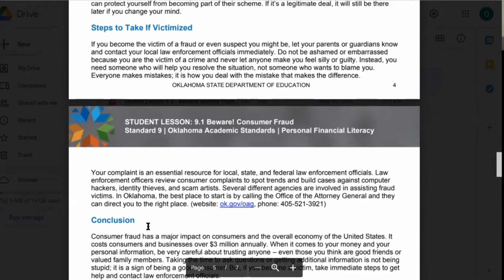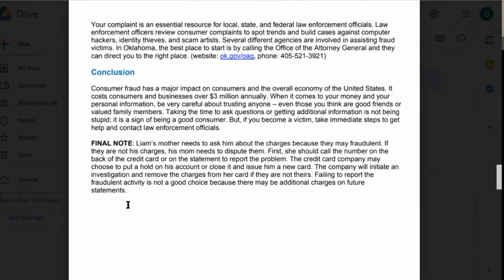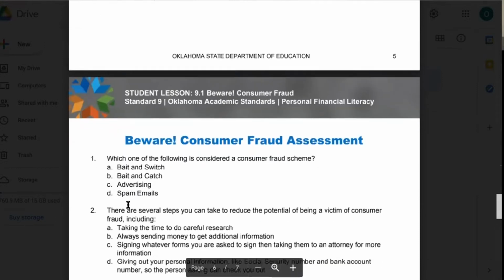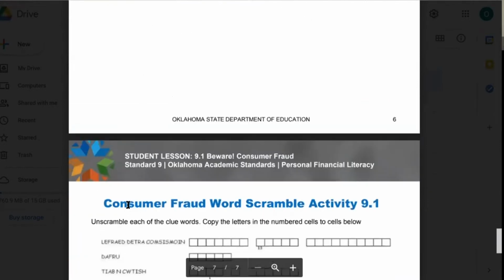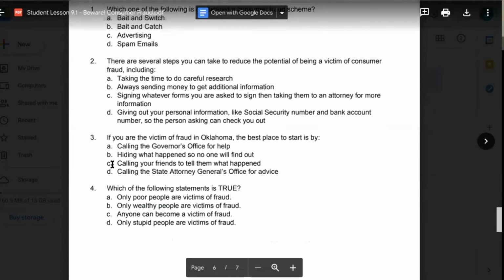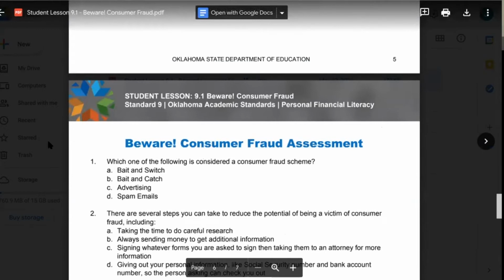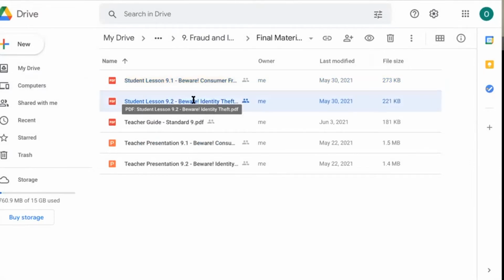And that's something that you can help students walk through if they find out they've been a victim of identity theft. So then it goes through the conclusion, and there's a final note where what Liam's mom needs to do is to ask him about the charges because they may be fraudulent, and to look at that and to ask more questions. It has a short assessment that you can provide to students to gauge that learning, and then a vocabulary scramble that can just help with all those different vocabulary words that are in this lesson in identity theft and fraud. So I'm going to now go to the second lesson, lesson 9.2, which is Beware Identity Theft.